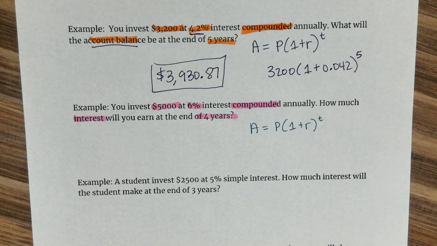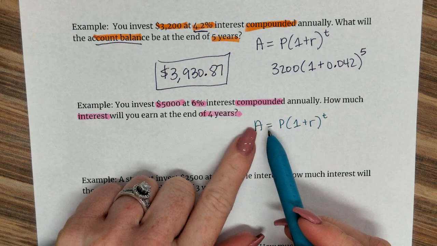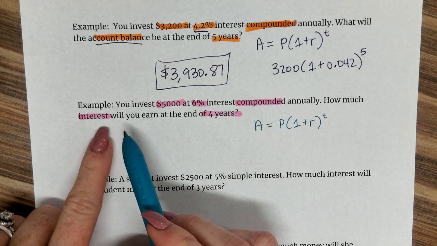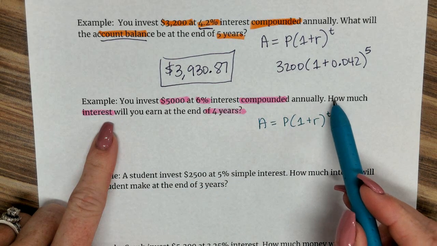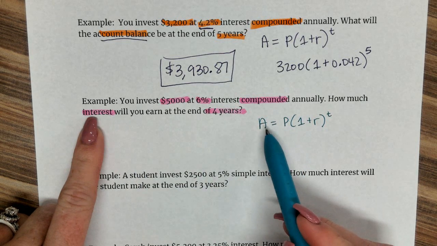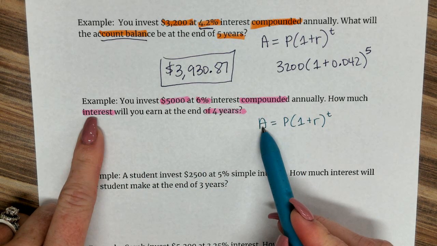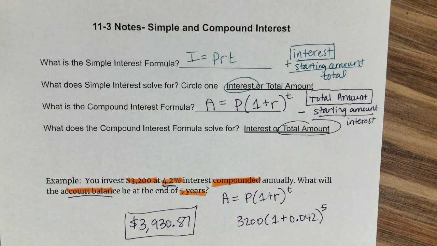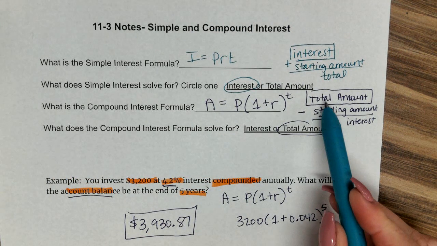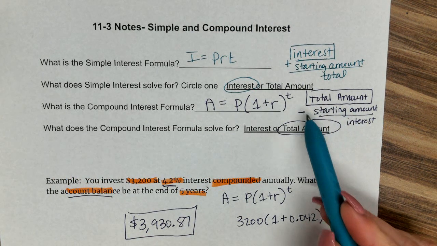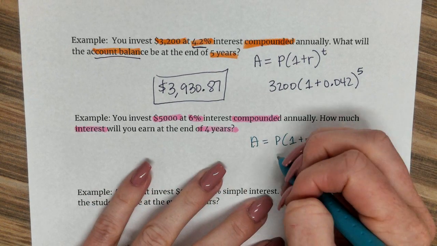Now, before I start, I'm going to ask myself, does this formula solve for what the question's asking for? What does the question say? How much interest? Does this formula solve for interest? No. So I go back up here and I say, if I need interest, I'm going to have to use the formula and then subtract. Okay, so let's go use the formula.